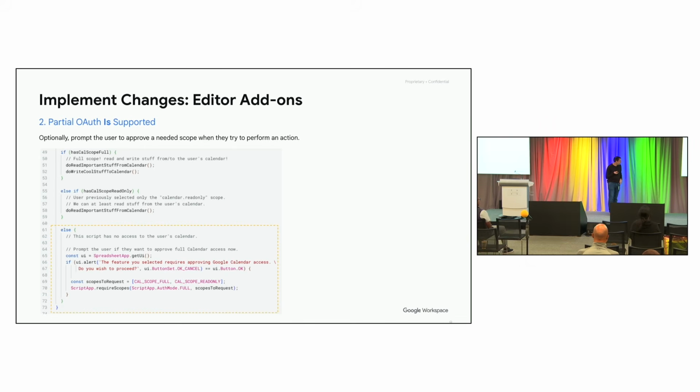And the scopes to request are full and read-only. You can decide if you want to just request one or both. That's fine. But notice I'm passing an array to ScriptApp requireScopes. If I didn't pass it, it would just prompt them for all the scopes. Maybe there's other scopes too, maybe Drive scopes and things I don't want to bother them with right now. By passing the array, it only shows them those particular scopes and asks them if they want to check the boxes this time around.